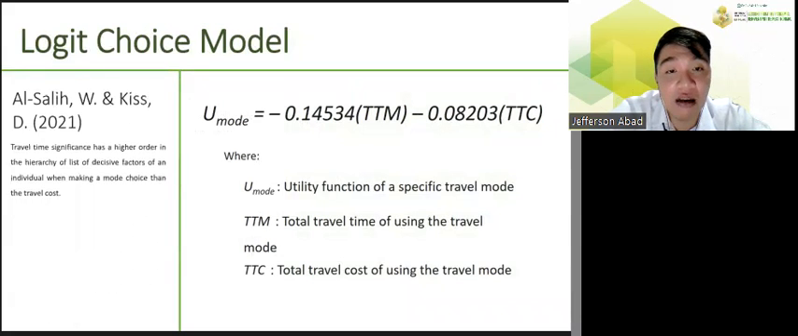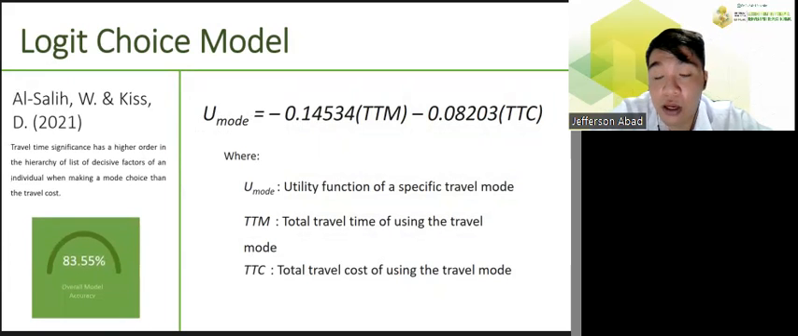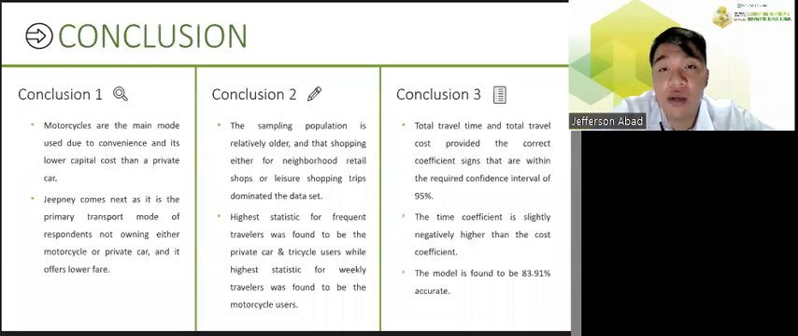This reinforces the study of Al-Sali and Kiss in 2021, where it was concluded that travel time has a higher order in the hierarchy of decisive factors of an individual when making a mode choice than travel cost. The two primary modes in the study, motorcycle and jeepney users, obtained individual accuracies of 94.93% and 70.37% respectively, which are the highest among the 6 travel choices. They are followed by tricycle and car users at 57% and 33.33% respectively. Out of the 231 inputs, 193 were correctly predicted, which corresponds to a total model accuracy of 83.55%. Now we move on to the conclusion and recommendation.